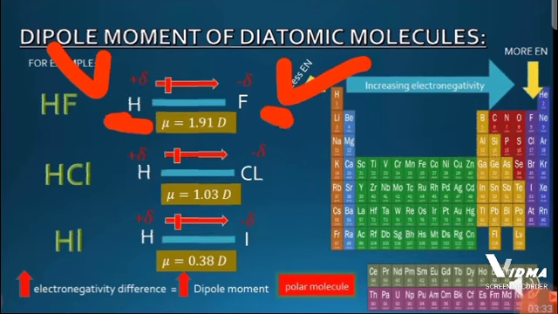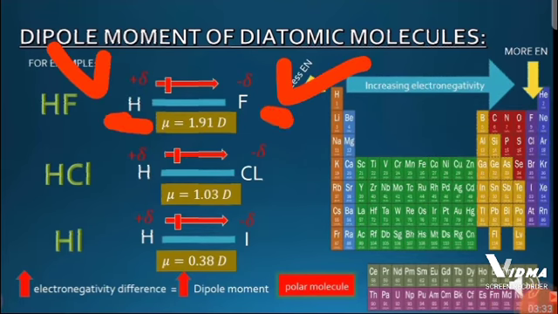Now the dipole moment mu is equal to Q, the charge, into the distance between the charges. As there is a charge difference, we represent it as Q, and the distance between the charges as D. If you calculate, you will not get the dipole moment as 0, it will be more than that. The dipole moment for HF is 1.91 D. Debye is the unit for dipole moment. Remember, the dipole moment unit is Debye, represented by capital D.